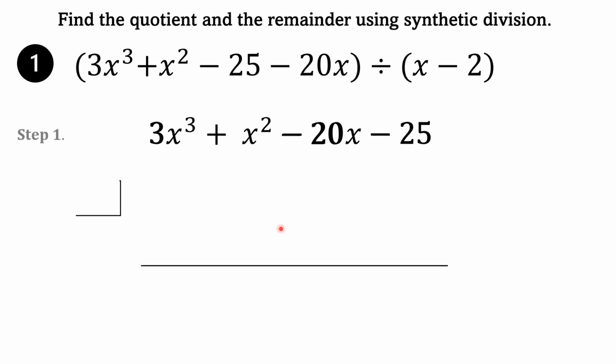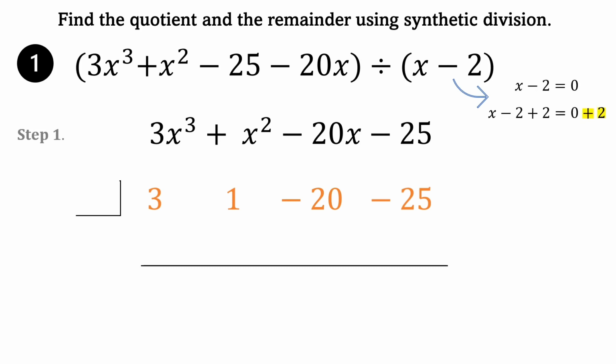Then list all the coefficients of the dividend in the first row. Extract the value of x by equating x minus 2 to 0. Adding both sides by 2 to get x is equal to 2. Write 2 with the indicator aligned with the coefficients of the dividend in the first row.